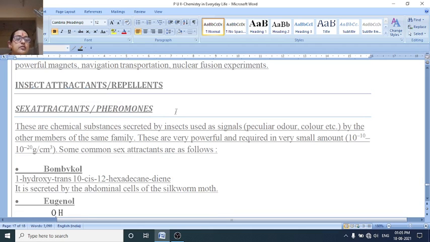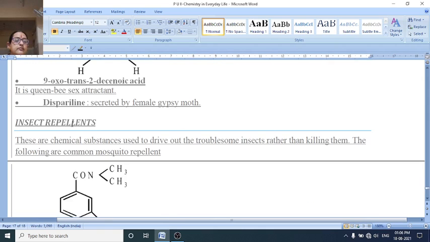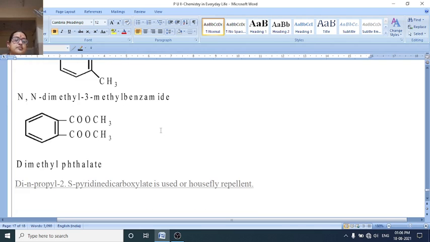Also we have sex attractants. These are the chemical substances secreted by the insects, used as signals by the other members of the same family. These are very powerful and required in very small amounts. Some common sex attractants are here. Next is insect repellents. These are chemical substances used to drive out the troublesome insects rather than killing them. Here are the common mosquito repellents.